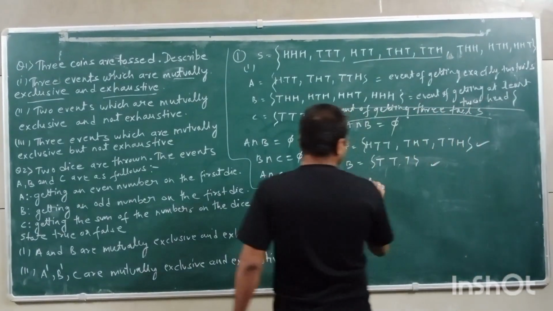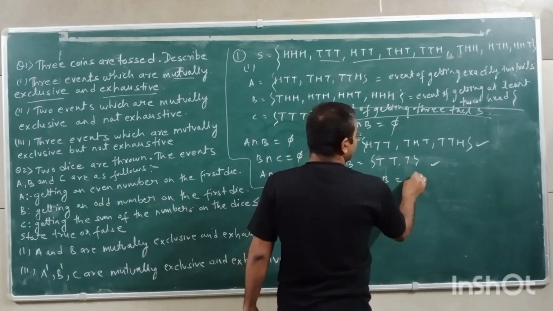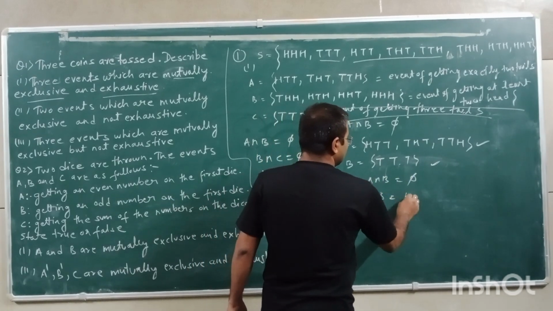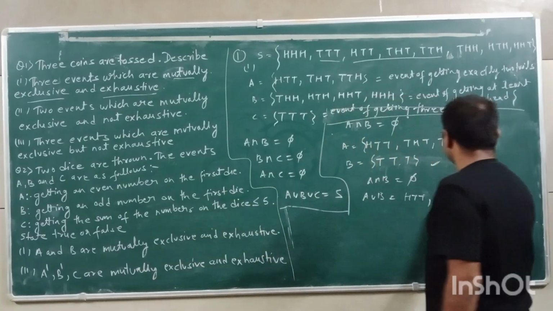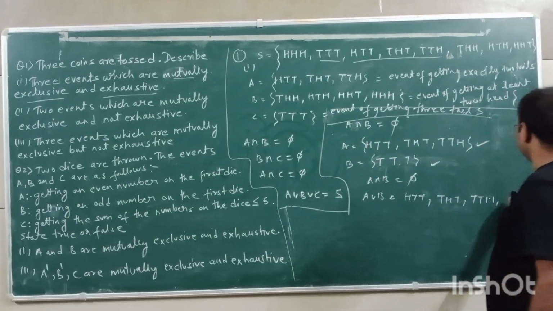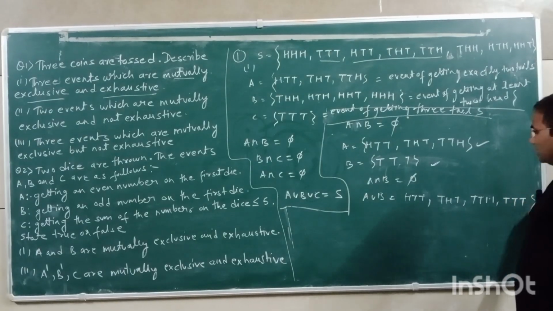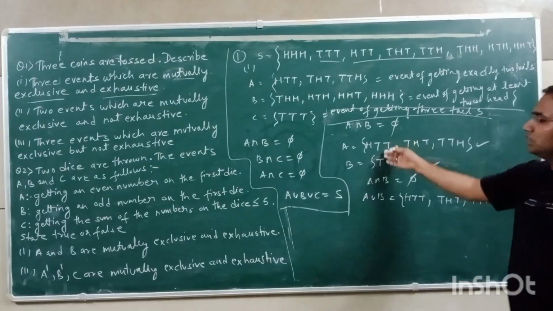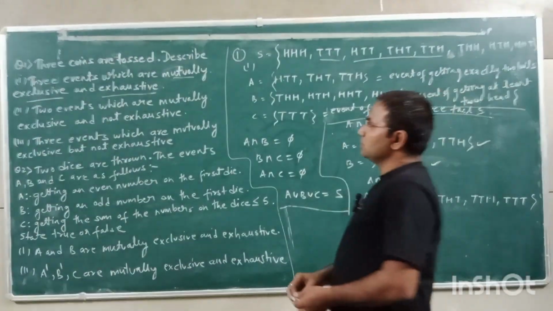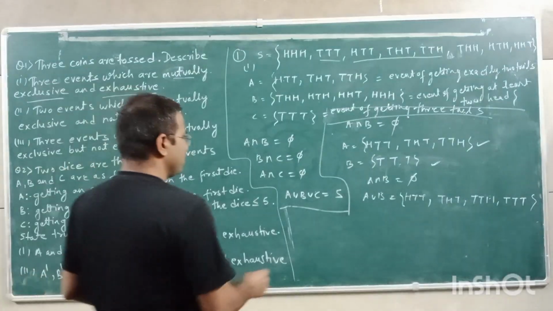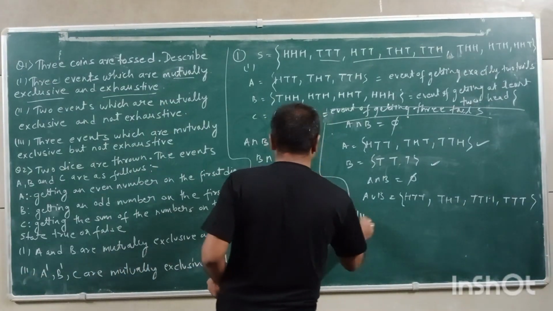So if we take A intersection B, then phi you will get. And if you take A union B, then what will come? HTT will come, THT will come, TTH will come, and triple T will come. But the whole sample space is not coming. So these events are mutually exclusive and not exhaustive. Now we will talk about the third one.